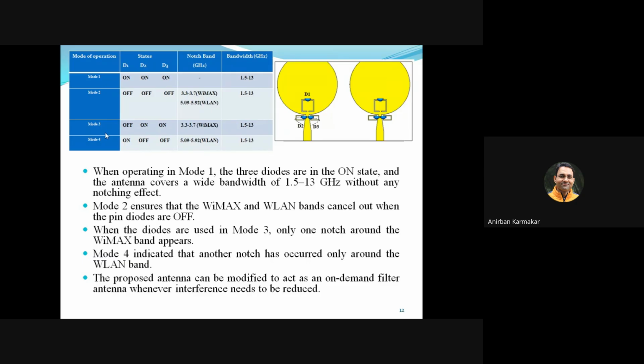Here we will discuss the modes of operation. This MIMO antenna can be used as a reconfigurable MIMO, where the reconfigurable band notches can be used. How? For example, when all the diodes are switched on, meaning diodes D1, D2 and D3 are all switched on, we are naming this as mode 1. Whenever all the diodes are switched on, the notch structures will be shorted and deactivated.